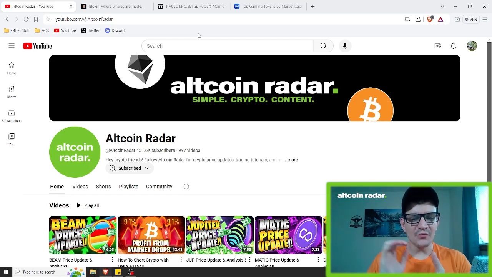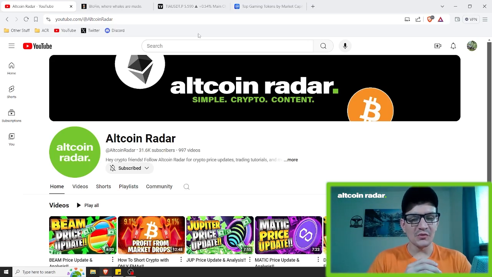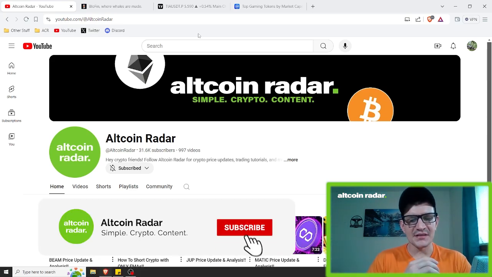Altcoin Radar. Today we are going to be taking a look at the Celestia TIA charts and we're going to see where it might be headed, and we will cover both bullish and bearish scenarios as well, just to simply cover all of the possibilities.